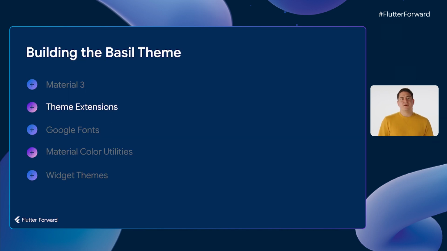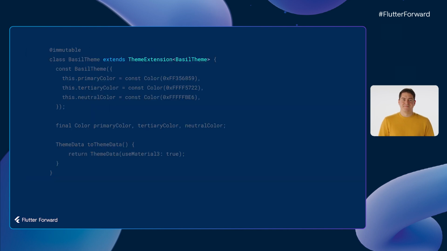Next, we can take advantage of the theme data feature called theme extensions, released in Flutter 3.0. To create a theme extension, simply extend the class we just created with the theme extension class and the type of our theme. This is required for when we pass it to the theme data class later and for providing it to the widget tree.